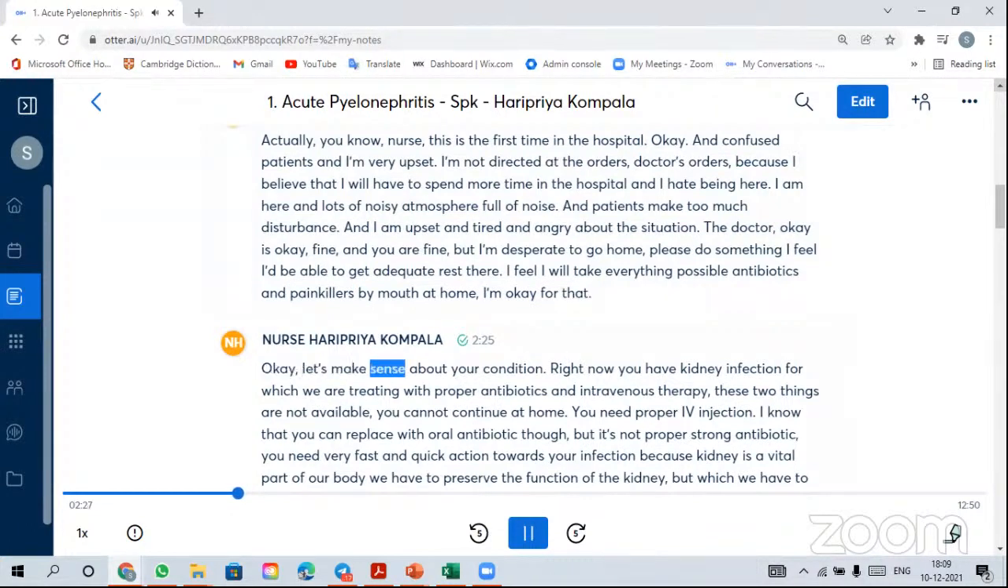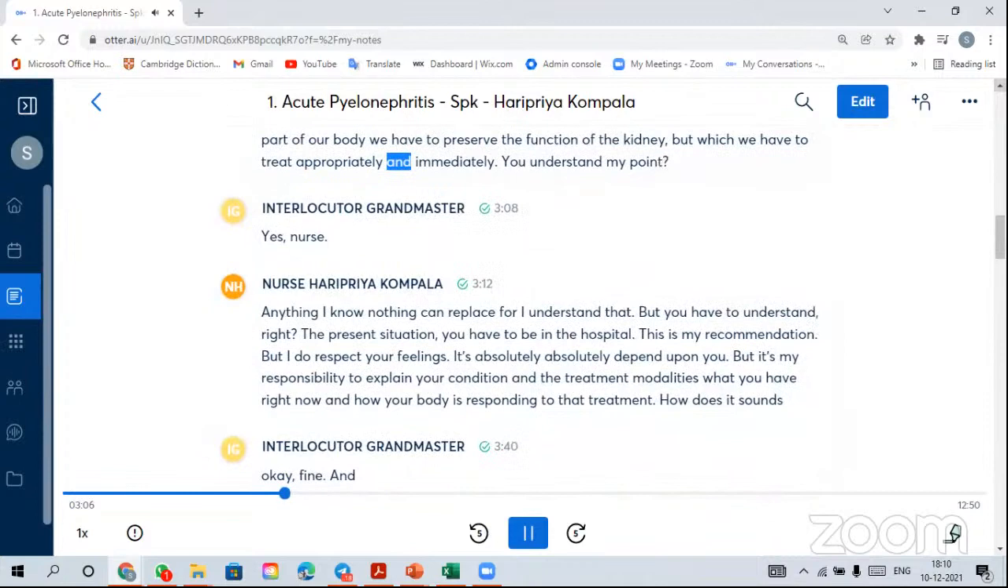Okay, let me explain about your condition. Right now, you have a kidney infection, for which we are treating with proper antibiotics and intravenous therapy. These two things are not available at home. You cannot continue at home. You need proper IV injections. I know that you can replace them with oral antibiotics, but they are not as strong. You need very fast and quick action towards your infection, because the kidney is a vital part of our body. We have to preserve the function of the kidney, for which we have to treat appropriately and immediately. You understand my point? Yes, nurse.